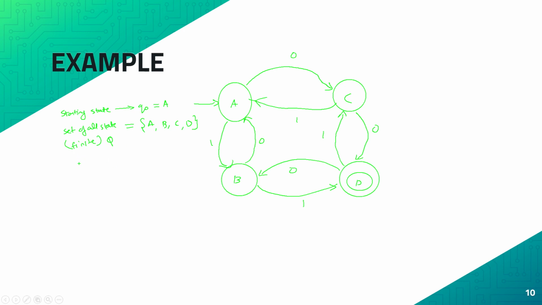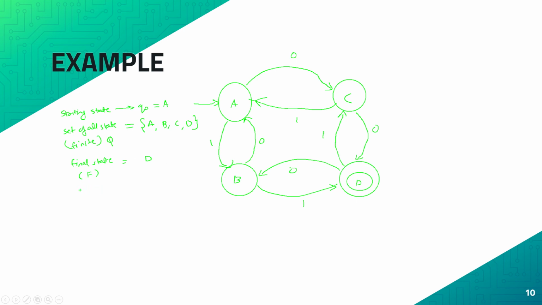After that we have got our final state. What is the final state? The final state is D. How we represent it? We represent it using capital F over here. And the final state is our state D. We represent it with a double circle.